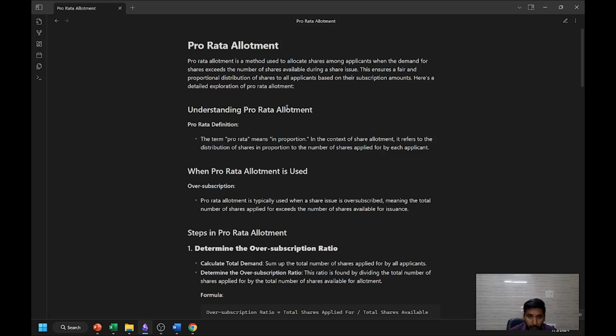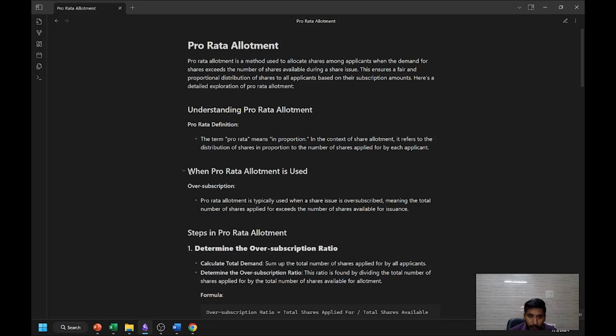Understanding the pro rata allotment. The term pro rata means in proportion. In the context of share allotment, it refers to the distribution of the shares in proportion to the number of shares applied for by each applicant. Okay, pro rata means in proportion.